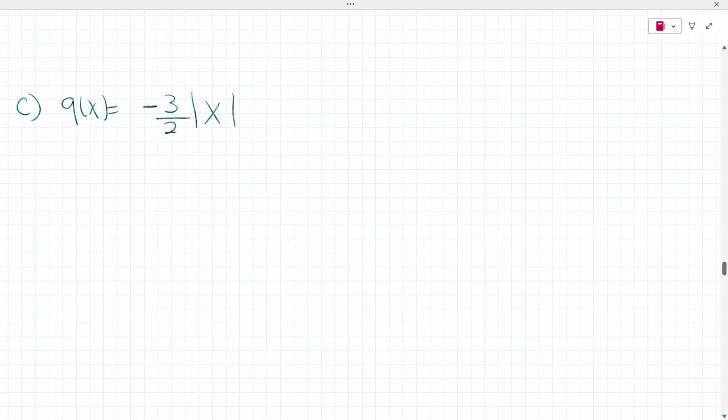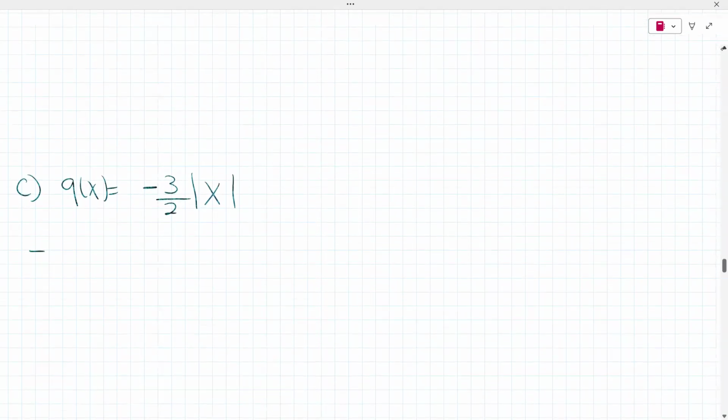Okay, C. You have q of x equals negative 3 halves absolute value of x. So what's happening here? There's two things, right? There's a minus, so that is a reflection.